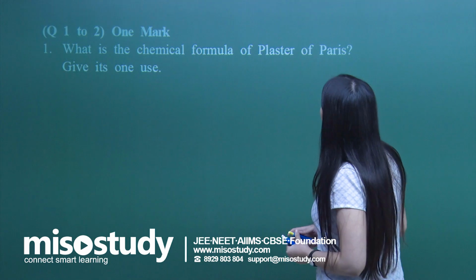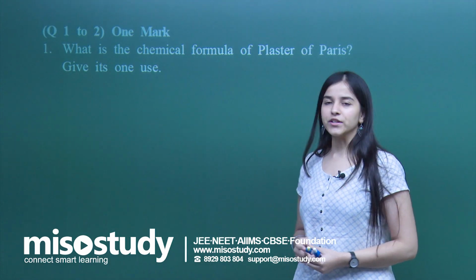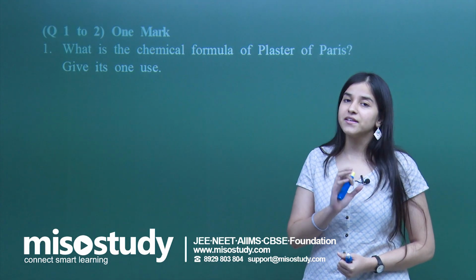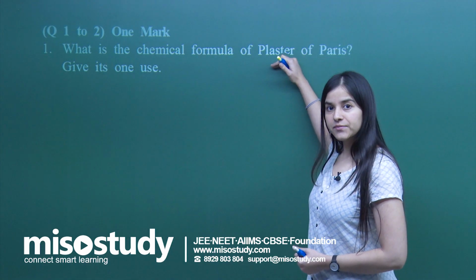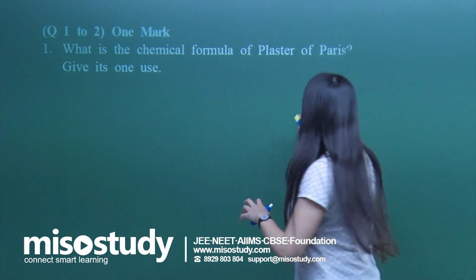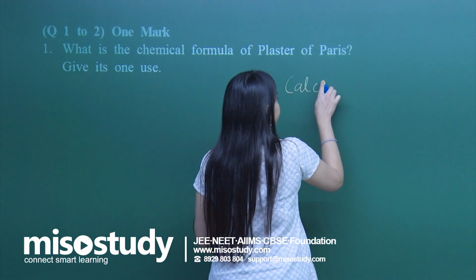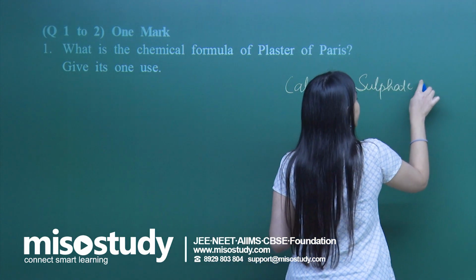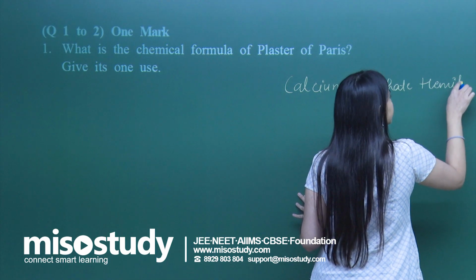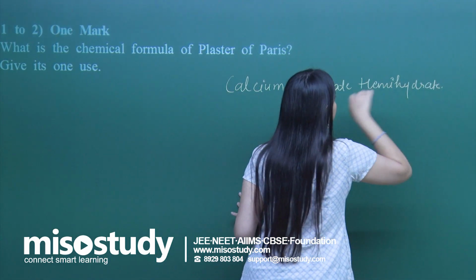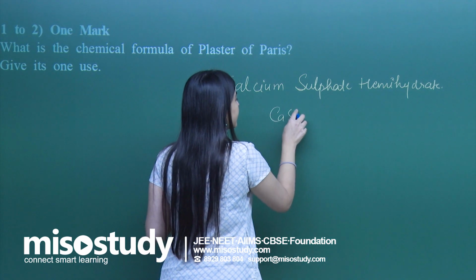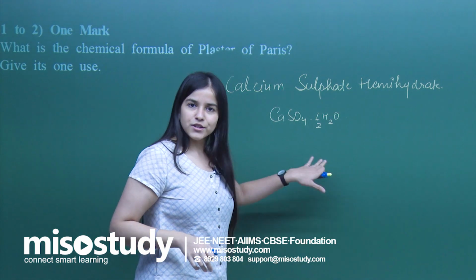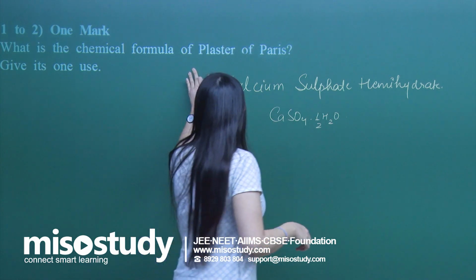So, what is the chemical formula of plaster of Paris? Give its one use. What is the other name for plaster of Paris in chemical terms? Plaster of Paris is a layman word basically, right? So it is calcium sulfate hemihydrate, pretty easy question, and it's formed from gypsum, you know this. It is CaSO4 dot half H2O, clear? That is what plaster of Paris is, and they are asking to give its one use.